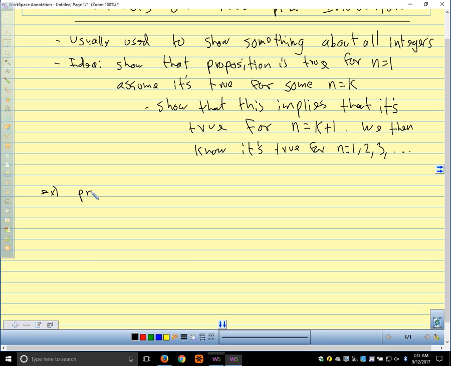So my proposition here is that n squared plus 5n plus 6 is even for all n greater than 0, and n is an integer. So we want to show that when we square an integer, multiply it by 5, and add those together and then add 6, that always turns out even.